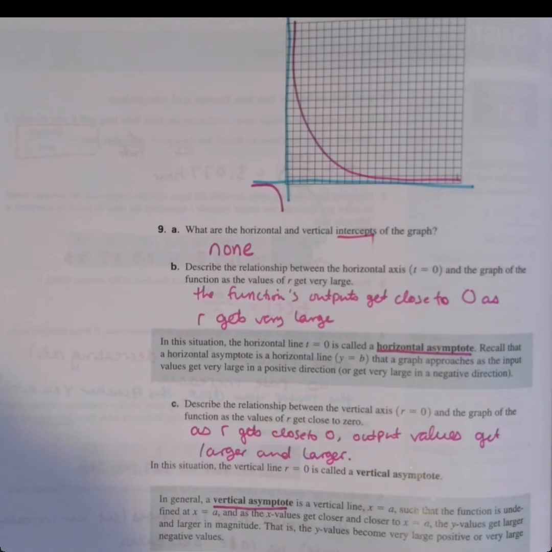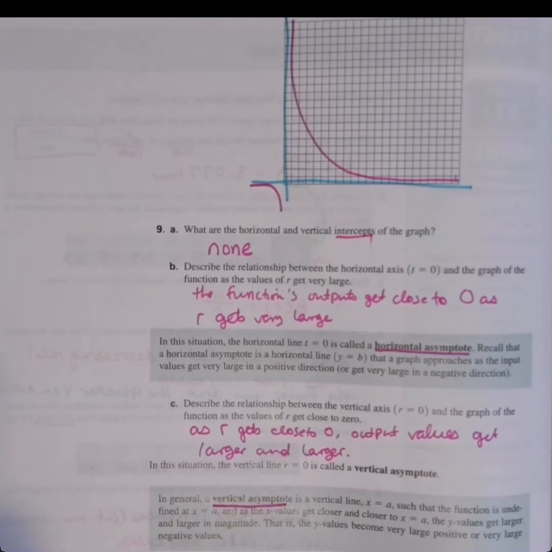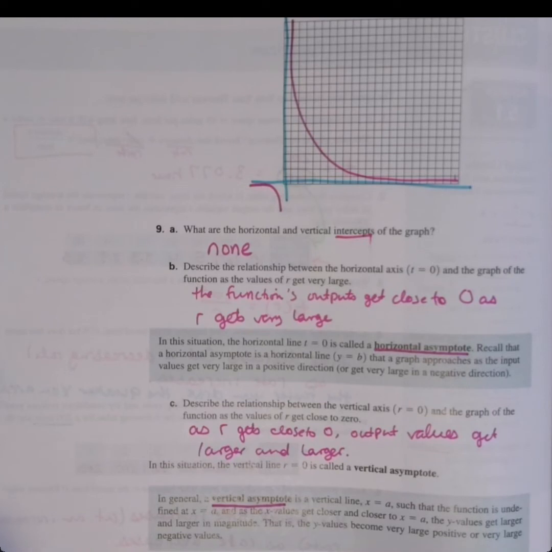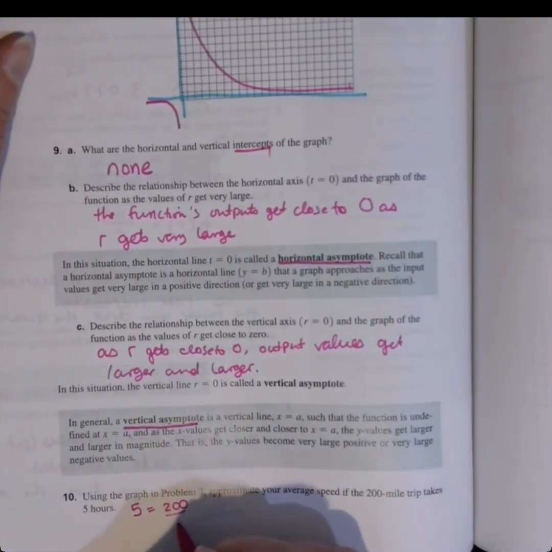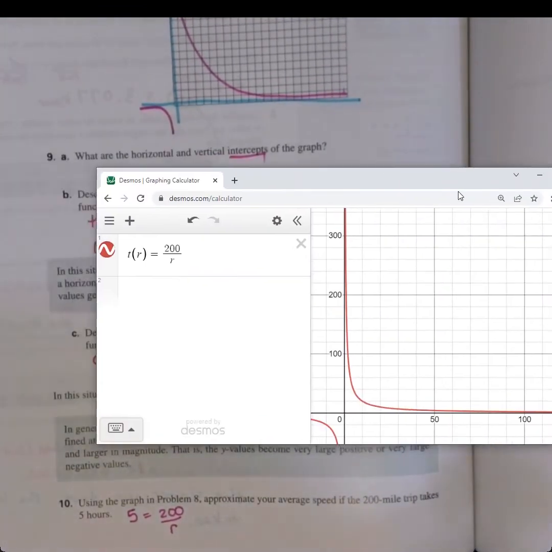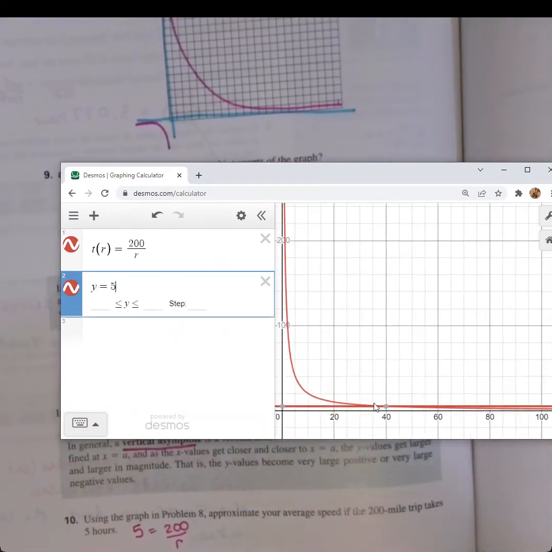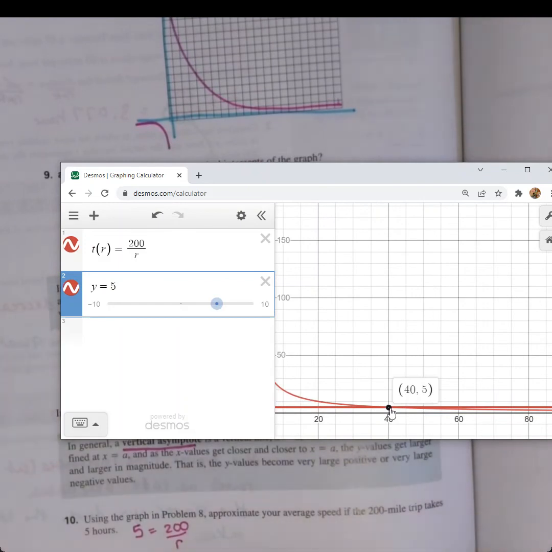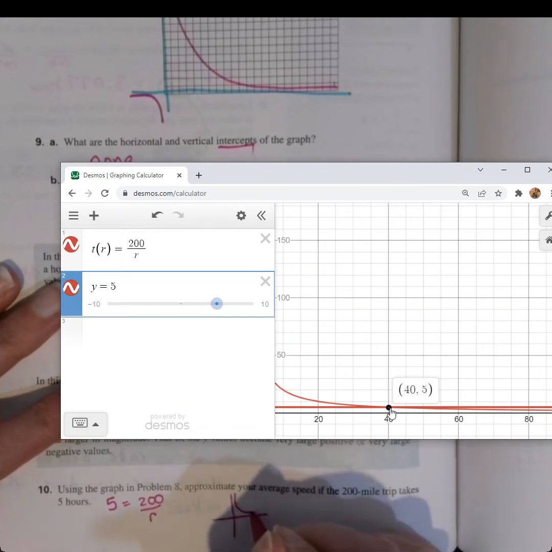Next, if the 200-mile trip takes 5 hours, okay, so that's a time. That's going to be an output. So that would be my output of 5 equals 200 divided by r. And it wants us to use the graph to approximate this. So we're going to graph an output value of 5. So we'll do a y equals 5 here, and we'll intersect. Looks like it's going to take us 40 hours. So if we graph this, our intersection happens over here at 40, 5.